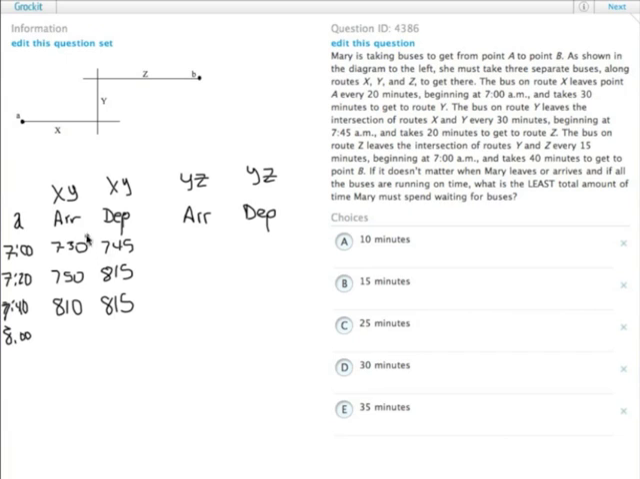So here she had to wait 15 minutes. Here she had to wait 25. Here she only had to wait 5. So this is by far our most promising lead. From point XY, this is XY here, to YZ, it takes 20 minutes to get there.